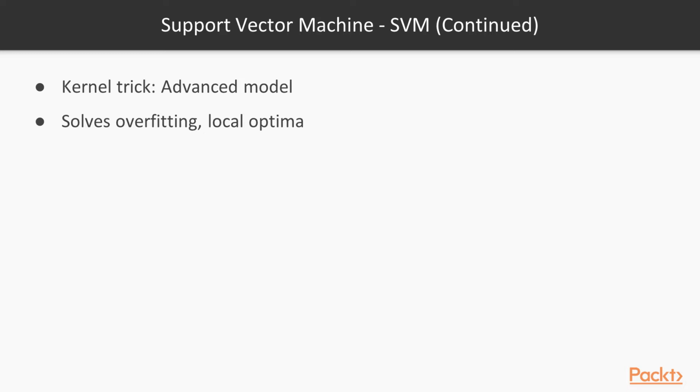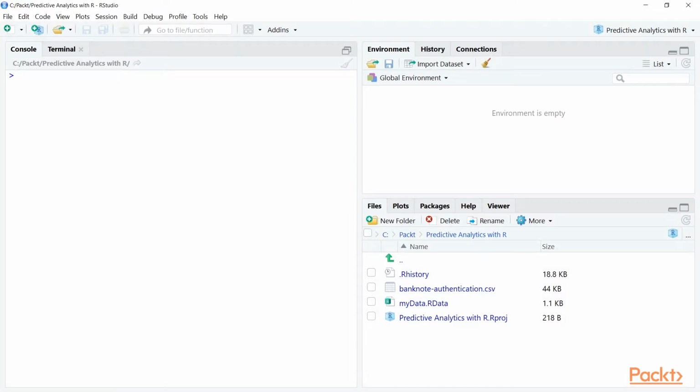optima or multi-collinearity. For the purpose of this video, we will use the E1071 package to help us easily apply and work with the SVM classification technique. We will then predict a class based on other variables using the built model.